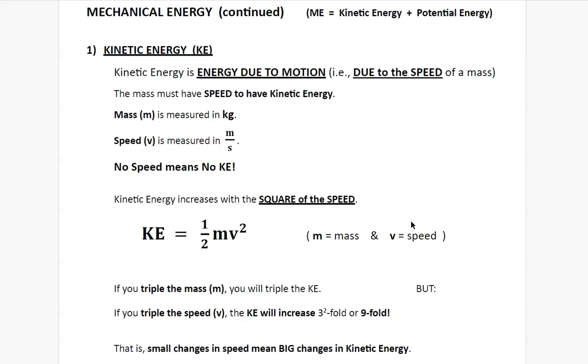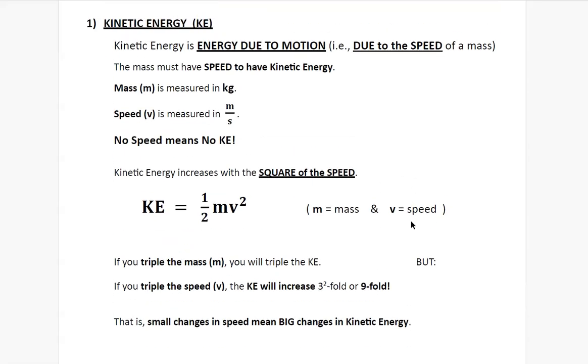So whatever you do to the speed, you square that to find out what happens to the kinetic energy. If I was to triple the speed of an object, the kinetic energy wouldn't increase by threefold, it would increase by 3 squared fold, and 3 squared is 9, so that would be a 9-fold increase. So for small changes in velocity, you get big changes in kinetic energy. As a result, the dependence on the speed of an object becomes very important for kinetic energy.